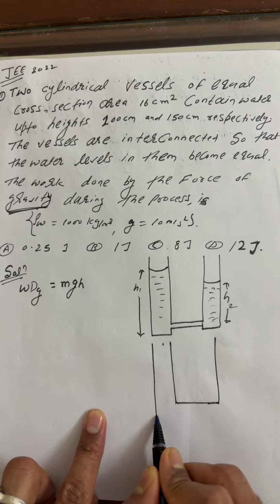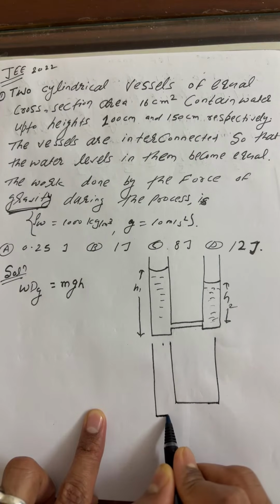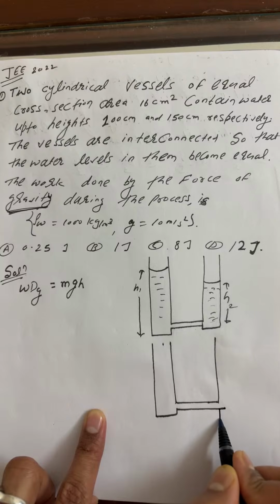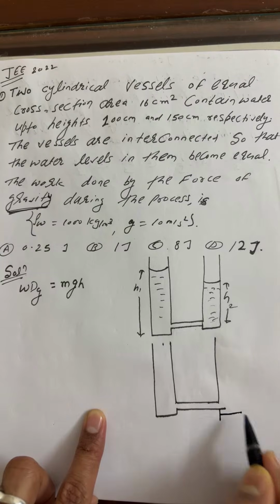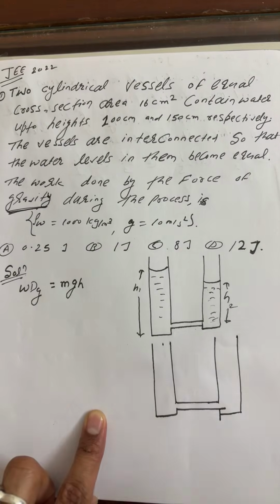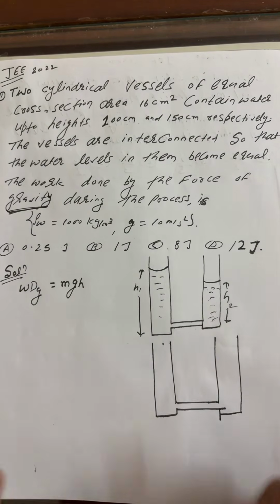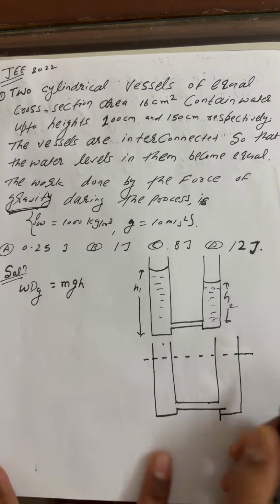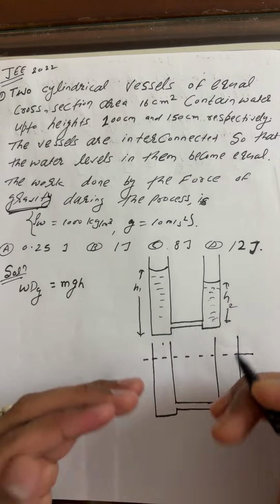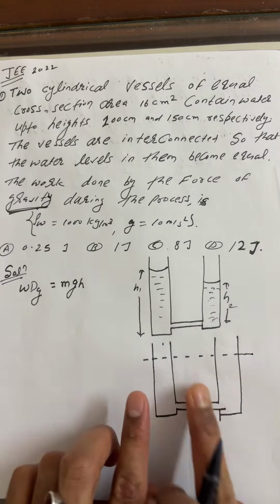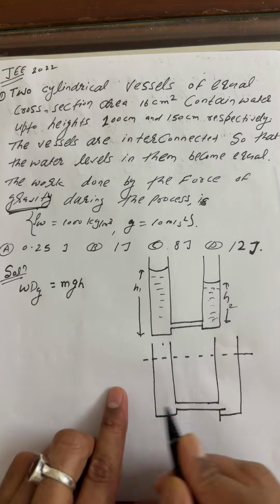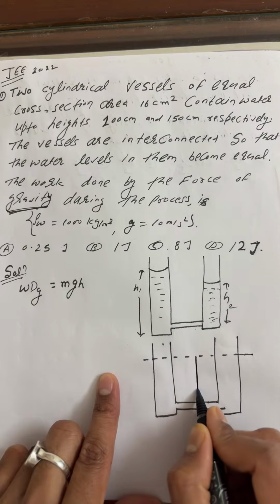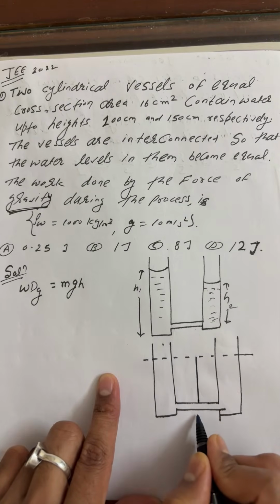So students, this is the initial situation. Finally, they mention this is the final, where the level of water will become equal. This is the height they mentioned in the question itself. So keep it in your mind.